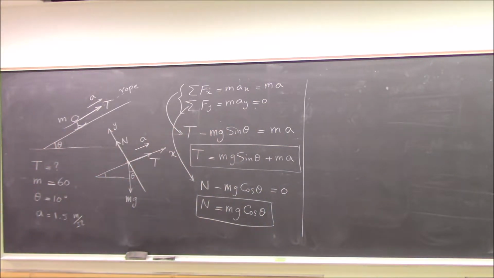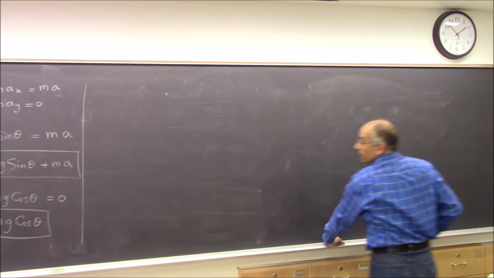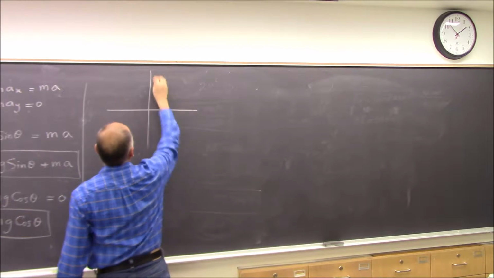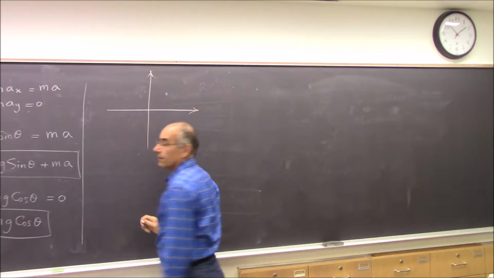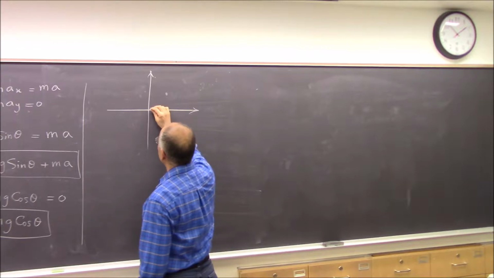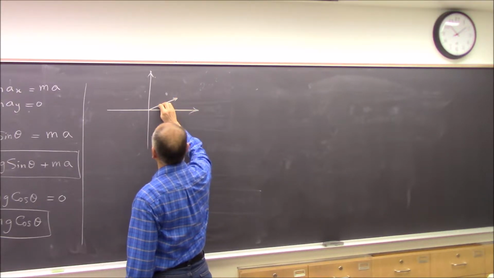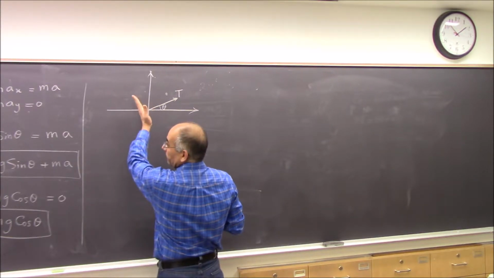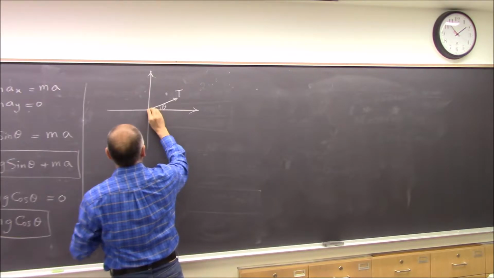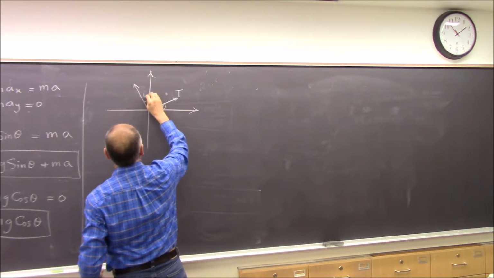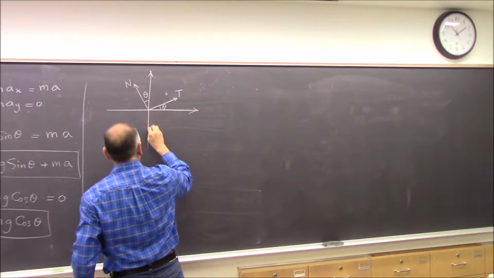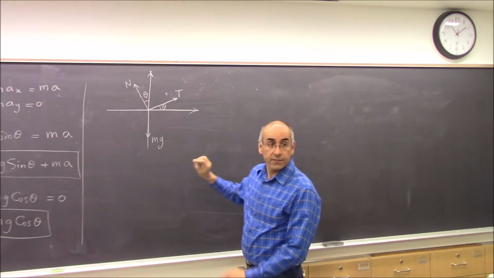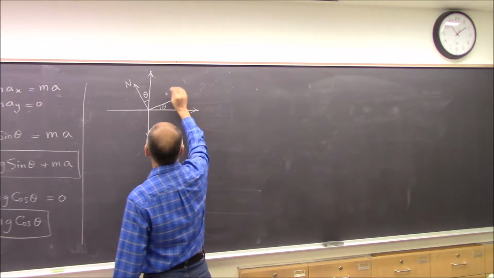Now let me do it the other way. If I take the horizontal and vertical as the x and y coordinates, let's see what changes. T will be in which direction? T will be at angle theta, right? This is T. The normal force is perpendicular to the slope, in this direction at angle theta. But the weight is in the negative y direction, right? And the acceleration also makes an angle theta like that.